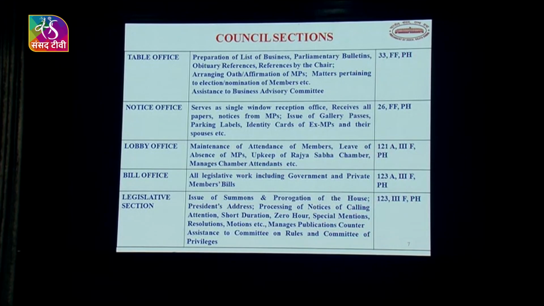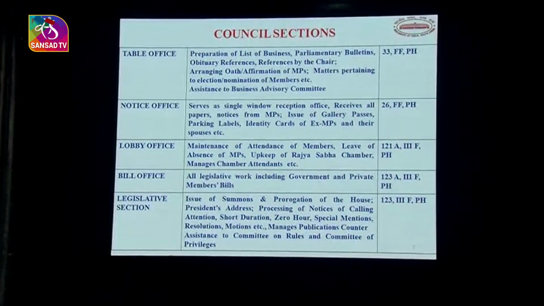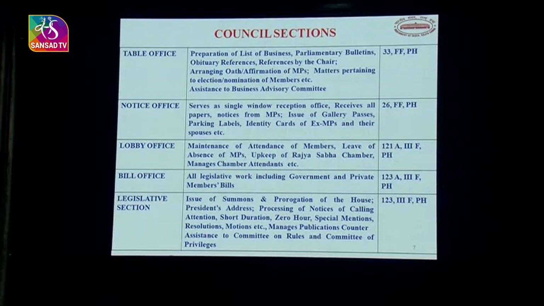As you see in the PowerPoint presentation, this particular slide has the table office, which is the so-called nerve center of the functioning of the house. It prepares the list of business and the parliamentary bulletins which the honorable members receive. And as you would have by now noticed in the day-to-day business, we start with obituary references, then certain references and observations are made by the chair.